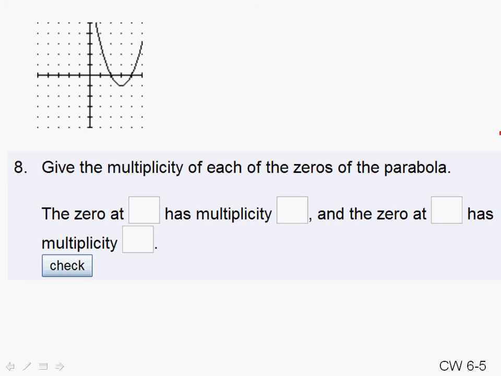Give the multiplicity of each of the zeros of the parabola. Since it's a parabola, we know that this is x squared, so we know that this is a degree of 2. We have a 0 here at 2, so the 0 at 2 has a multiplicity of 1, and the 0 at 4 also has a multiplicity of 1, because the multiplicity, 1 plus 1, needs to equal the total degree, which is 2.